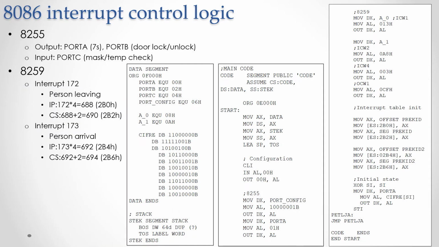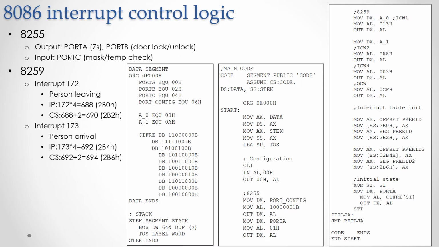By taking a look at the main code executed on 8086, we can see that 8255 has its port A and B configured in output mode, as port A is responsible for the 7-segment display and port B is for door lock/unlock. Here we have a red and green LED diode that actually correspond to locked and unlocked door state. Moreover, we have port C which is in input mode, as here we receive the signals which are the result of mask and temperature checks received from the external systems.